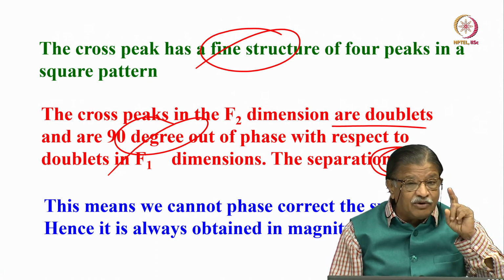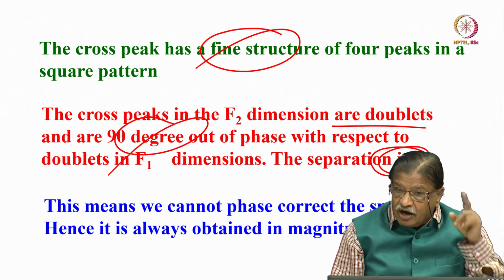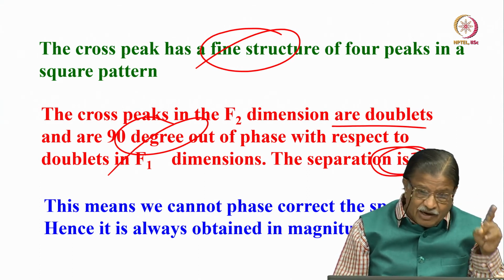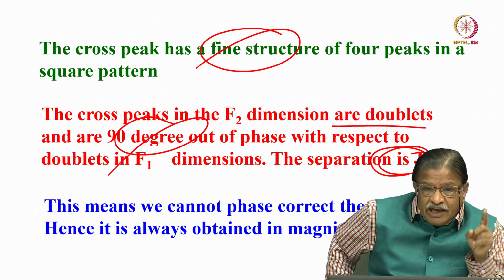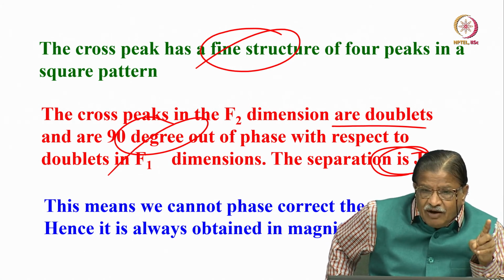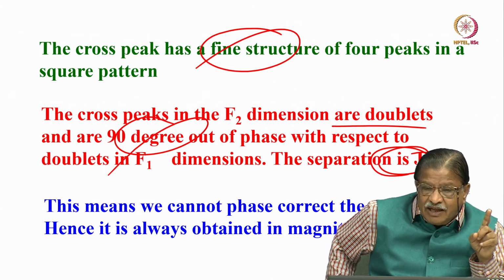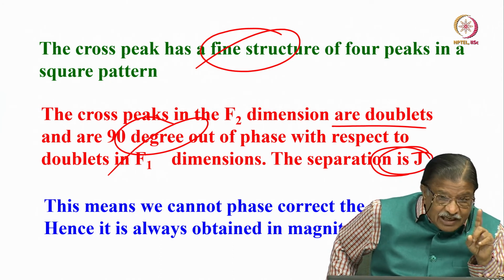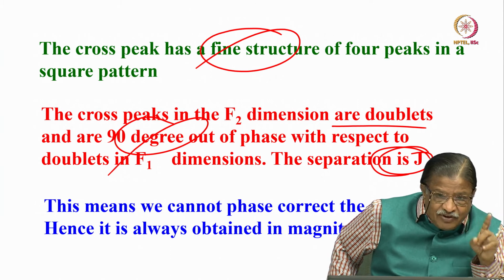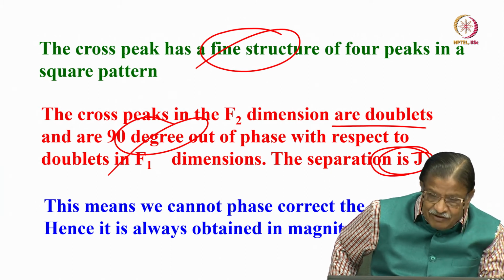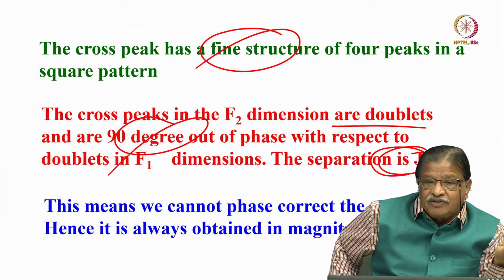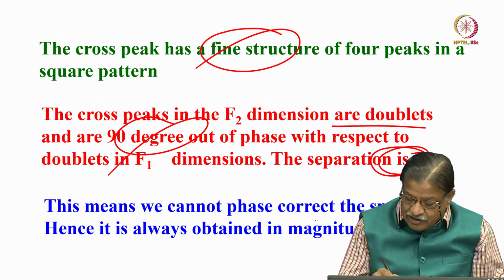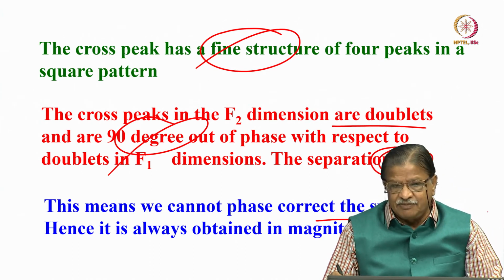But you do not try to do the phase correction here. You cannot do that. I remember I told you when we were talking about in-phase, antiphase, dispersive, absorptive. I said dispersive and absorptive, you can make the phase correction, but in-phase, antiphase, you cannot do that. If you make one in-phase, the other will again become antiphase. So, you cannot correct the phase of these two. It is not possible to correct the phase of these cross peaks.